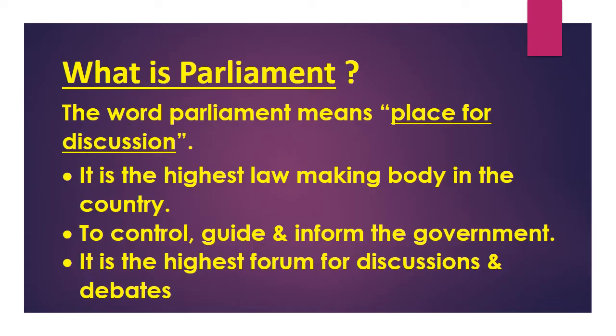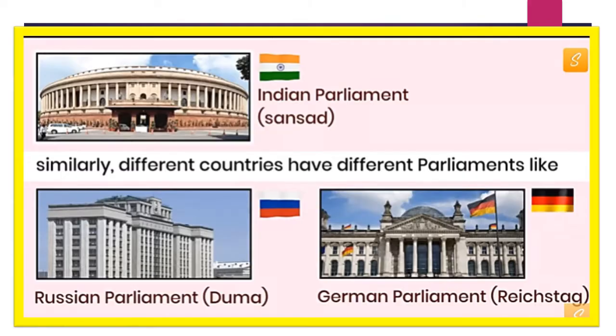Now, what is a parliament? The word parliament means place for discussion, and the parliament is the highest law-making body in the country. It controls, guides and informs the government, and it is the highest forum for discussion and debates. The parliaments all across the world have been given different names. Indian parliament is called Sansad, Russian parliament is referred to as Duma, German parliament is referred to as Reichstag.